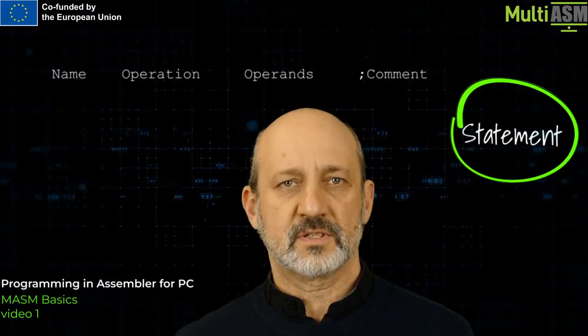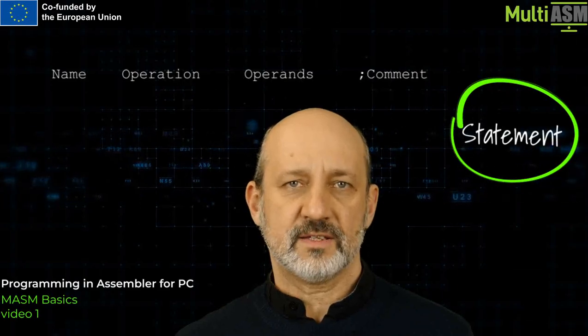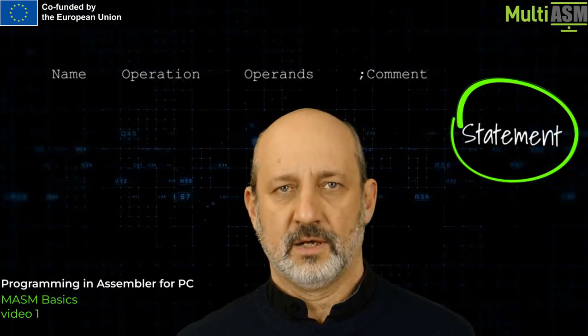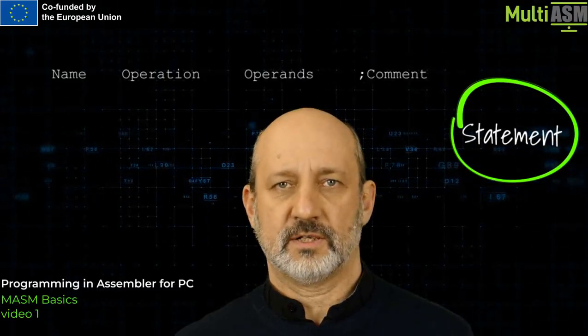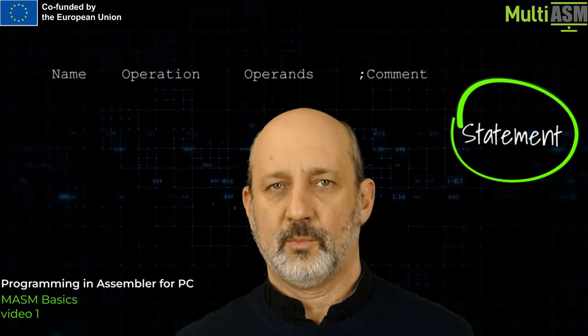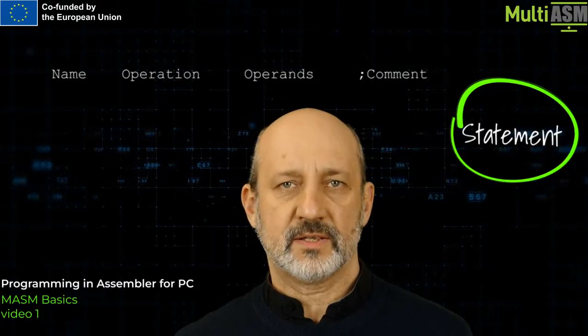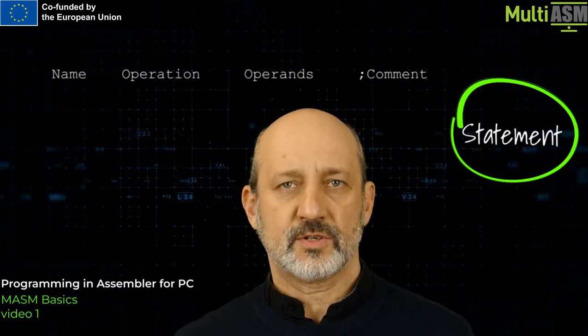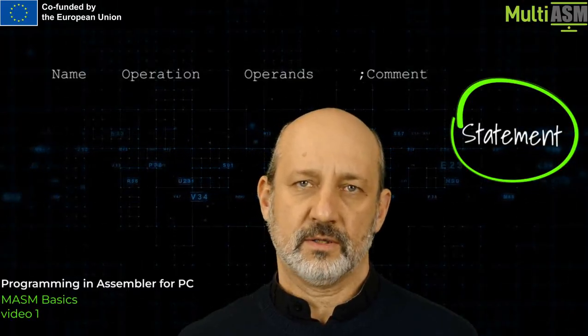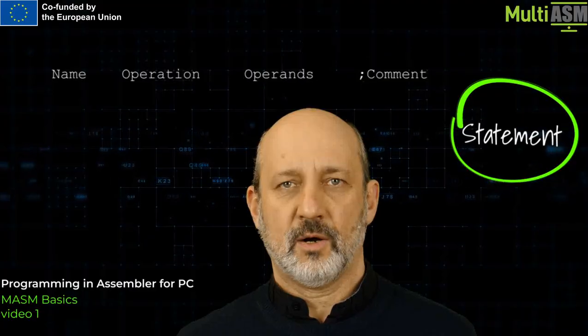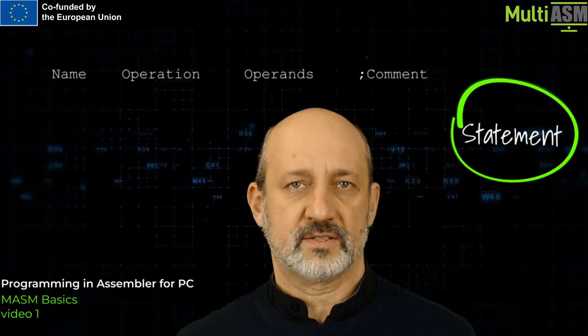Operation. This is the main element which defines the action of the statement. This can be an instruction for the processor or an assembler directive. Operands. This field depends on the operation. Some operations do not accept operands. Some require a list of one or more operands. Operands are also referred to as arguments.